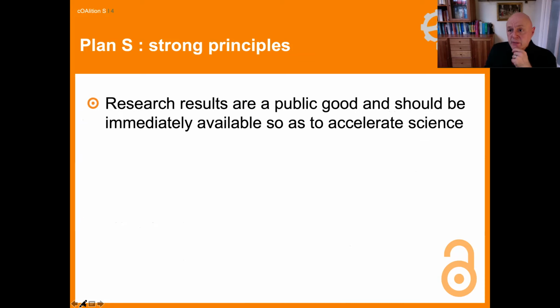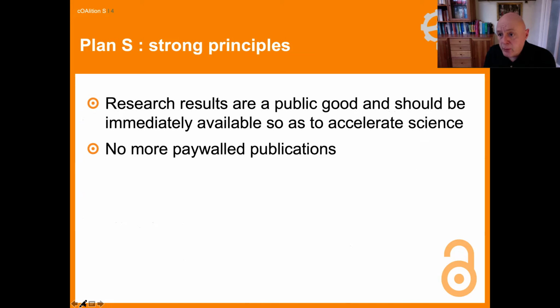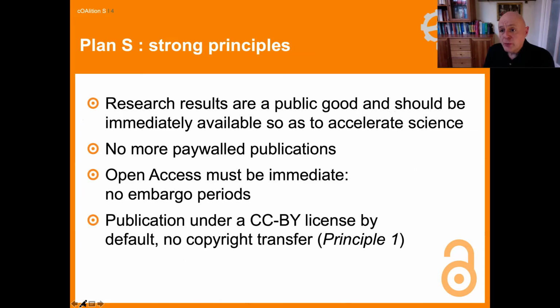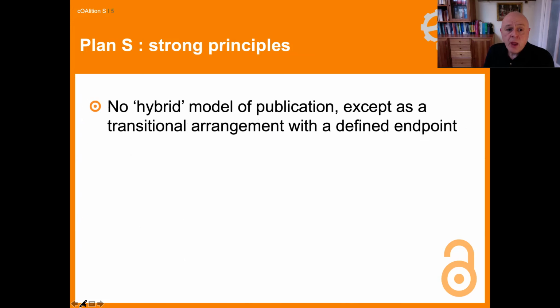What are the principles that Plan S is based on? Well, the basic principle is that research results are a public good, and therefore they should be immediately available so as to accelerate science. That means no more paywall publications. It also means that open access must be immediate. No embargo periods of 6 or 12 months will be allowed. Publication should be under a CC BY license and no copyright should be transferred. And we are also against the hybrid model of publication.